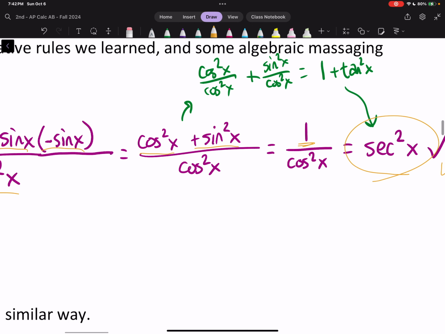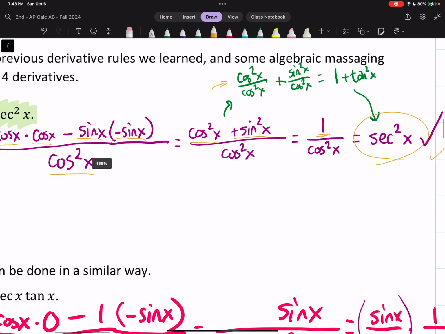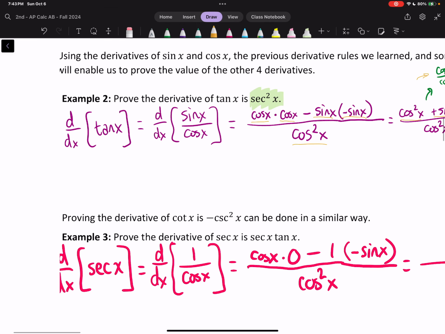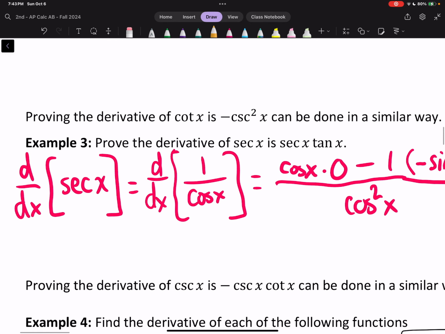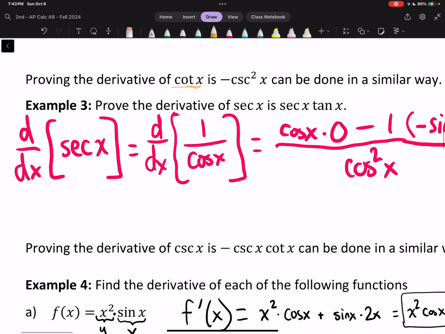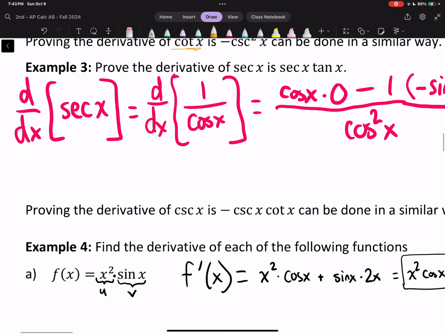Okay, the green up there is just another more complicated route you could have taken. Okay, if you wanted to prove cotangent of x, it can be done in a similar way. I believe you'll be asked to do that in your homework either tonight or tomorrow night.